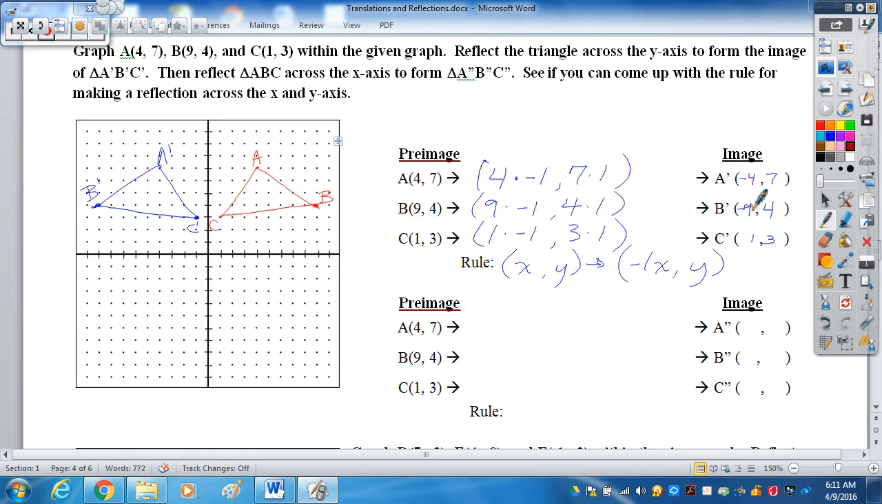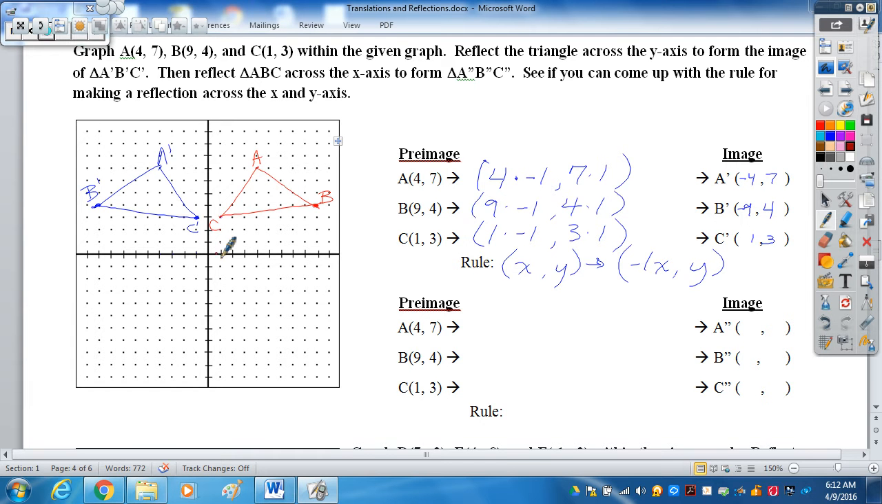All right, now the next one, it says, then reflect the original preimage triangle ABC across the x-axis to form A double prime, B double prime, and C double prime. See if you can come up with the rule for making a reflection across the x and y axes. So if I do it across the x-axis, the perpendicular distance is going to be straight up and down, okay?